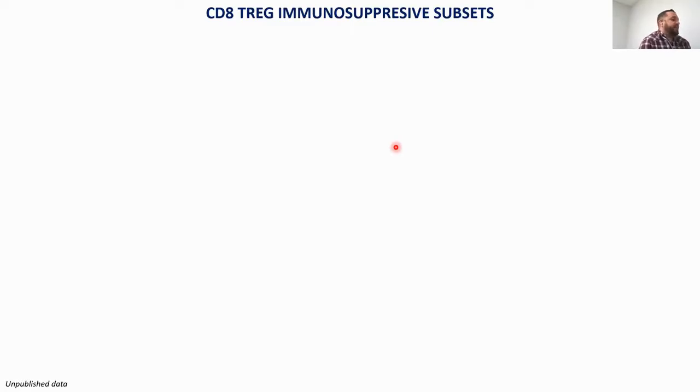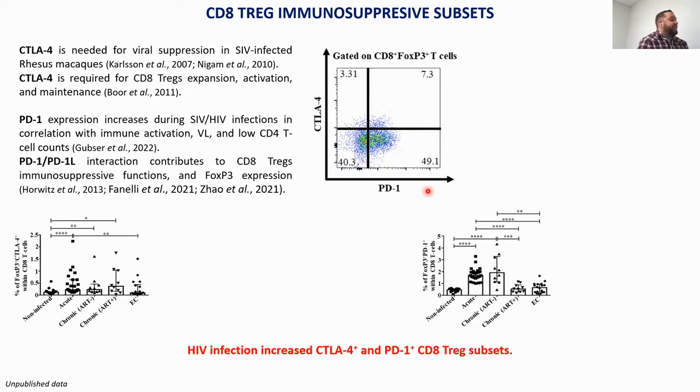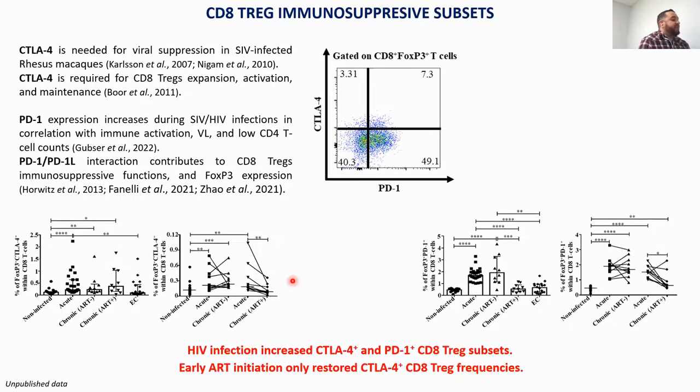So we know that there are different immunosuppressive subsets. First, we looked at the expression of CTLA-4 and PD-1, immune checkpoints that are both well known for being needed for the immunosuppressive function of CD8 Tregs, and both also contribute to CD8 Treg expansion and proliferation by inducing FOXP3 expression. Here, we observe an increase during untreated HIV infection in both CTLA-4 and PD-1 CD8 Tregs, and no difference was observed comparing elite controllers and non-infected individuals. Early treatment only restored the frequency of CTLA-4 positive CD8 Tregs.